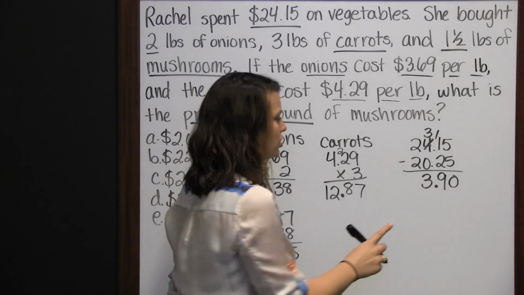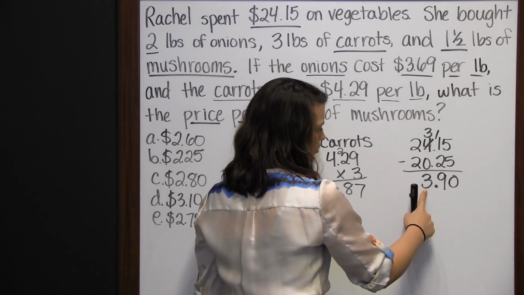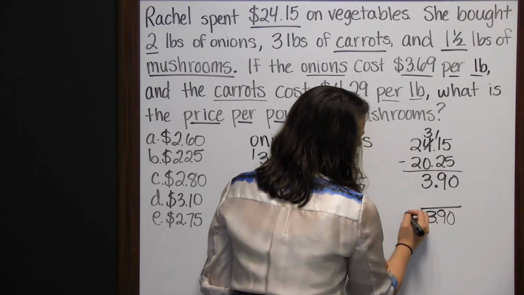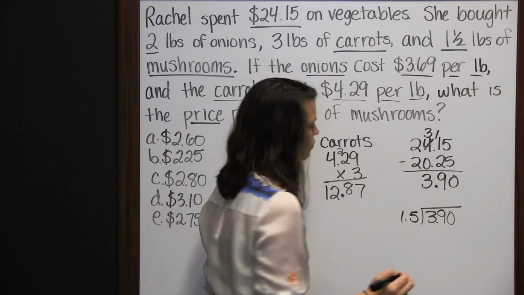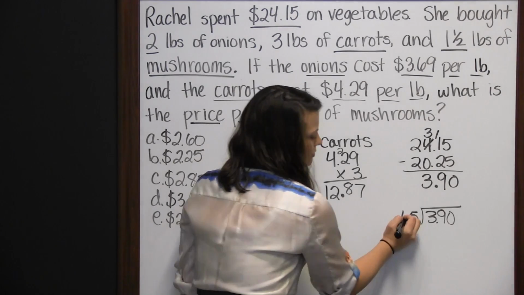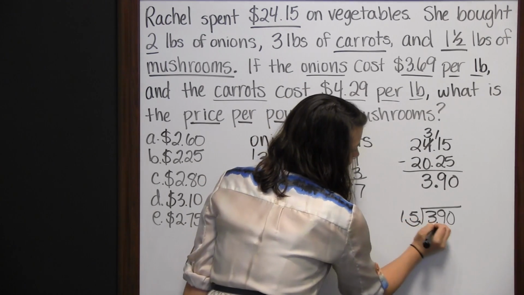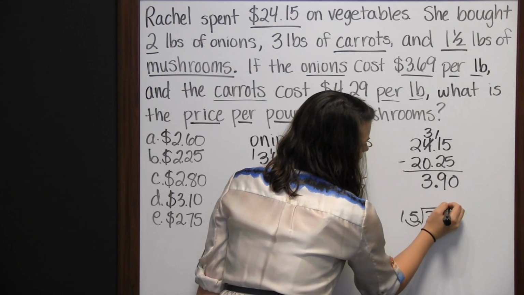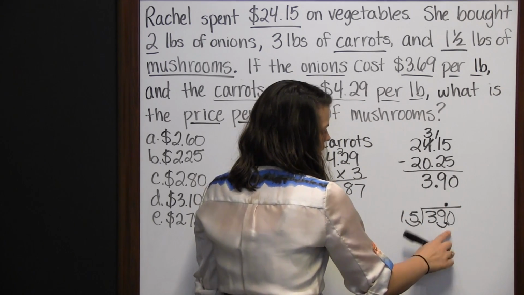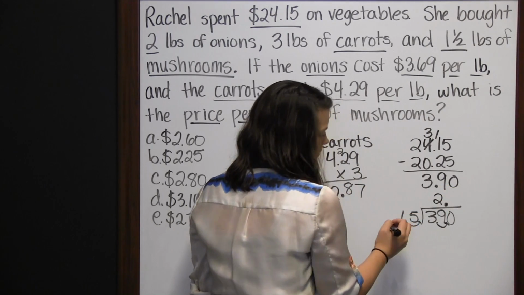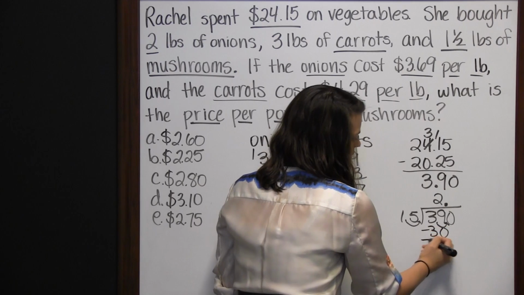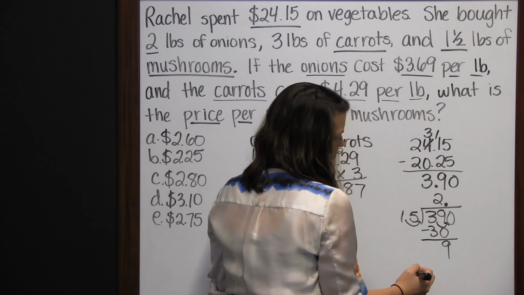So we need to take the total amount spent on mushrooms and divide that by how many pounds of mushrooms she purchased, which was 1.5 or 1 5/10. Now we need to move the decimal one place in both of our numbers, so that's where it is now. And 15 goes into 39 2 times. 15 times 2 is 30. Subtract and you get 9.